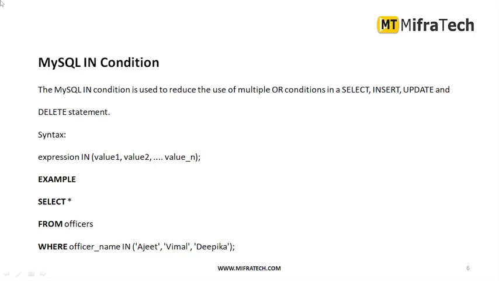MySQL IN condition. The MySQL IN condition is used to reduce the use of multiple OR conditions in a select, insert, update and delete statement. Syntax: expression IN (value 1, value 2, up to value n). Example: SELECT * FROM officers WHERE officer name IN ('Ajit', 'Vimal', 'Deepika'). Where there are many officers, we want to select some of them. For those names we use the IN condition. For these three names, the officer records will be shown as the output.